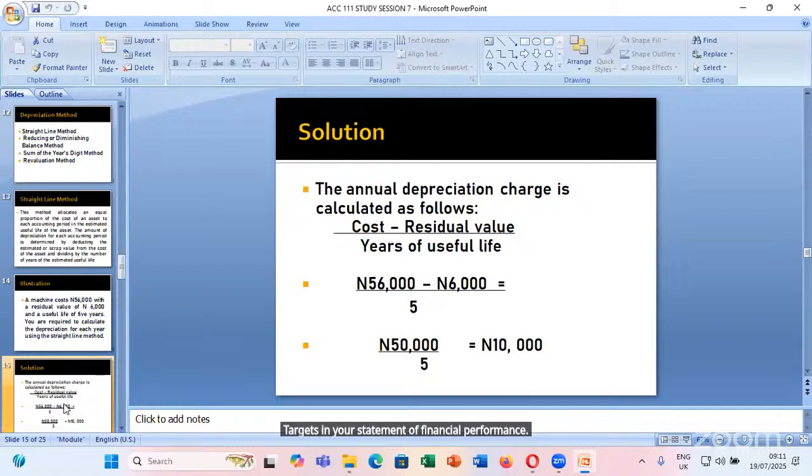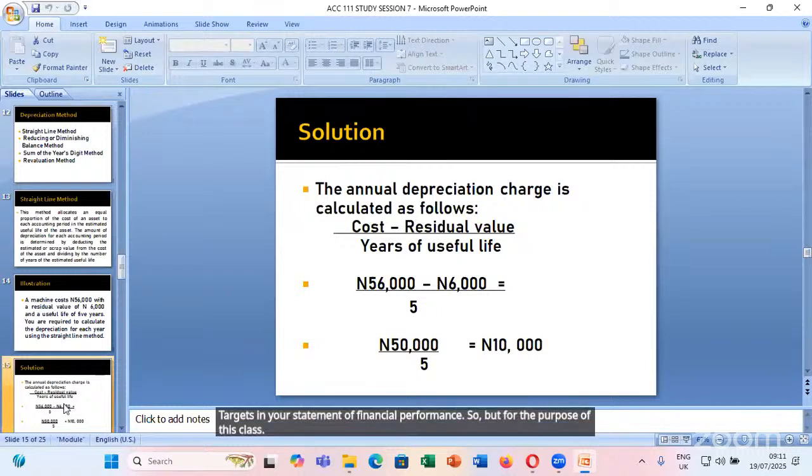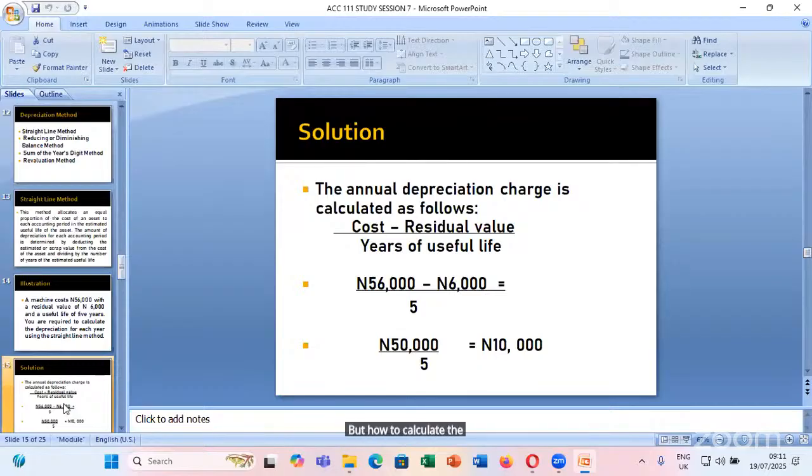But for the purpose of this class, we'll not be able to go through all of that because we will not finish in 1 hour. How to calculate the depreciation is what we are showing here today. So, cost minus residual value over years of useful life, which is 56,000 minus 6,000 over 5. It will give us 50,000 divided by 5. That is 10,000. So, every year, you are going to charge 10,000 as depreciation.